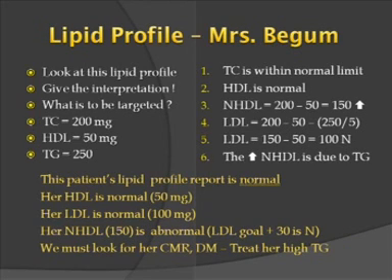Let's see this lipid profile of Mrs. Begum. What is to be targeted here? How to interpret this? Total cholesterol 200, HDL 50, triglyceride is 250. Total cholesterol of 200 is okay, upper normal limit. HDL of 50 for a woman, also upper normal limit, okay. NHDL is equal to total cholesterol 200 minus HDL 50, which is equal to 150, so 150 is higher than 130. NHDL is elevated.